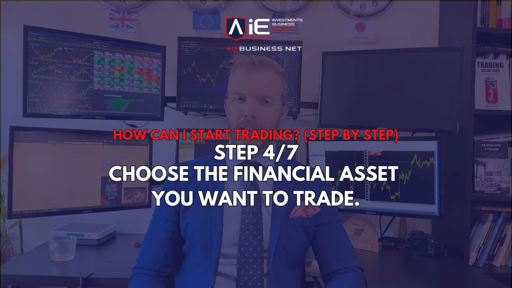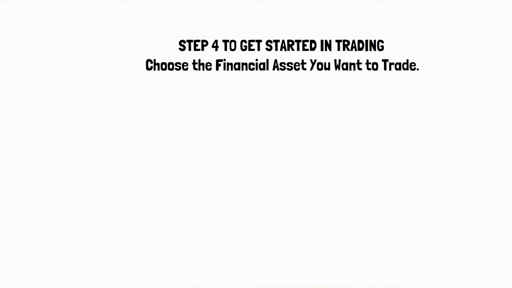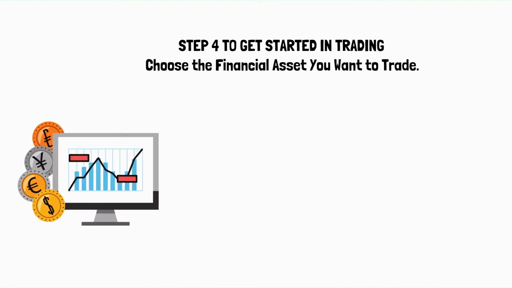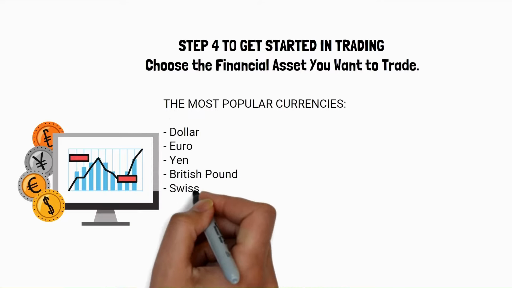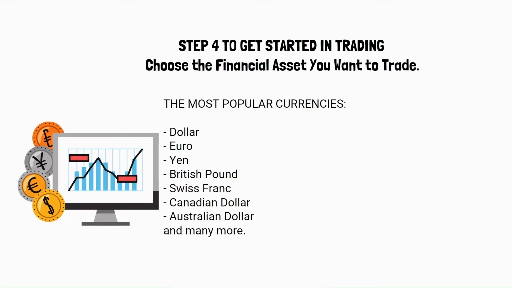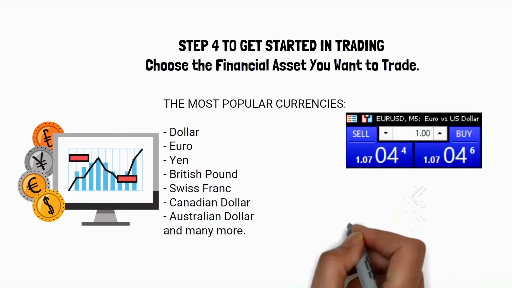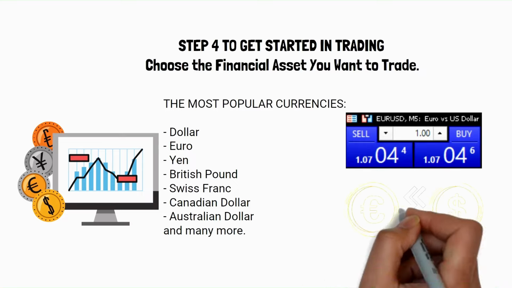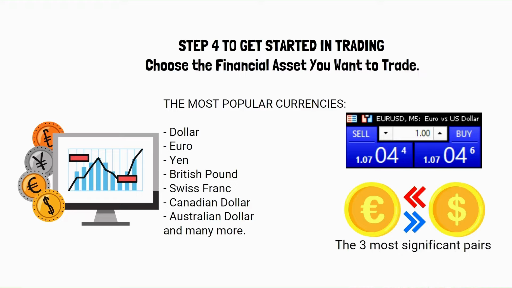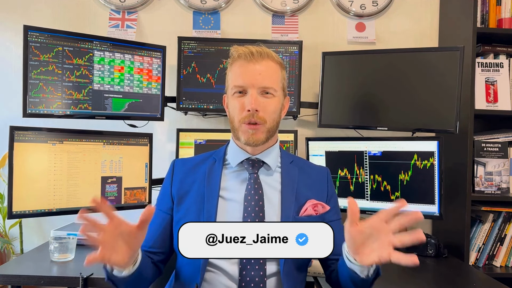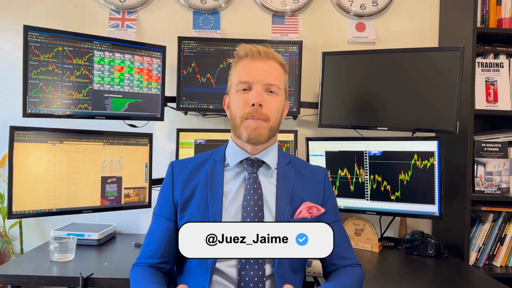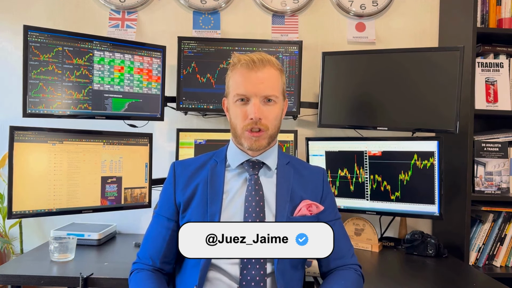Step 4. Choose the financial asset you want to trade. Imagine you decide to take my advice and start with the forex market. In it, there are many currencies like the dollar, euro, yen, British pound, Swiss franc, Canadian dollar, Australian dollar, and many more. This market operates in currency pairs. You've probably heard of the euro/dollar. It's a pair where euros are exchanged for dollars. The three most significant pairs are euro/dollar, pound/dollar, and dollar/yen. If I were starting from scratch, I'd focus exclusively on the euro/dollar pair. Master that, and then add other pairs no sooner.